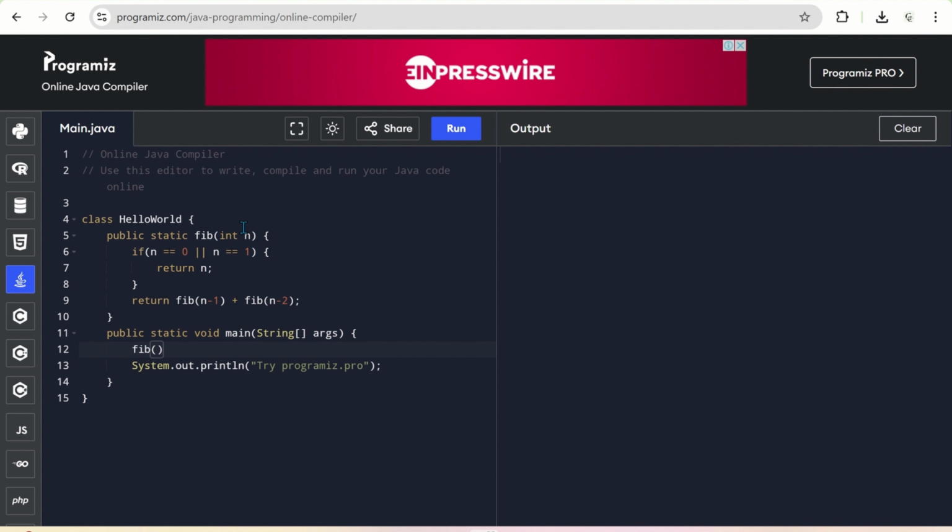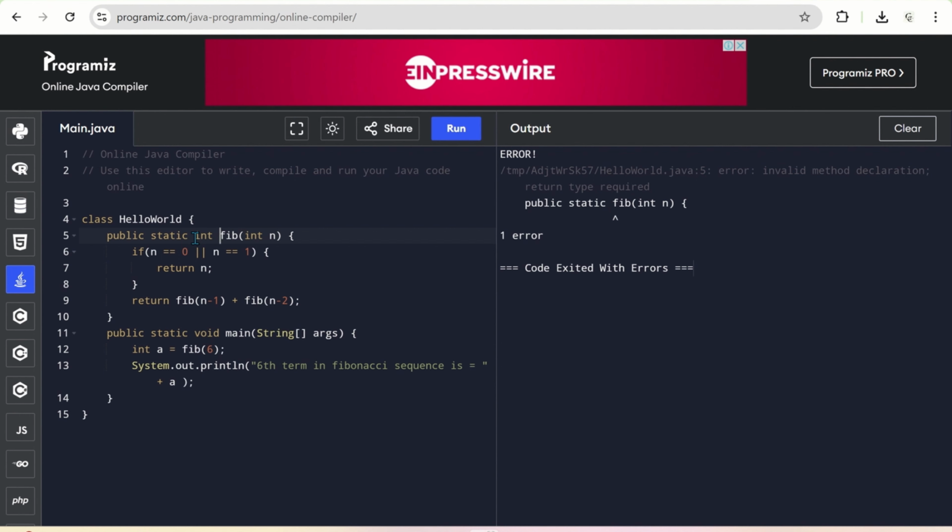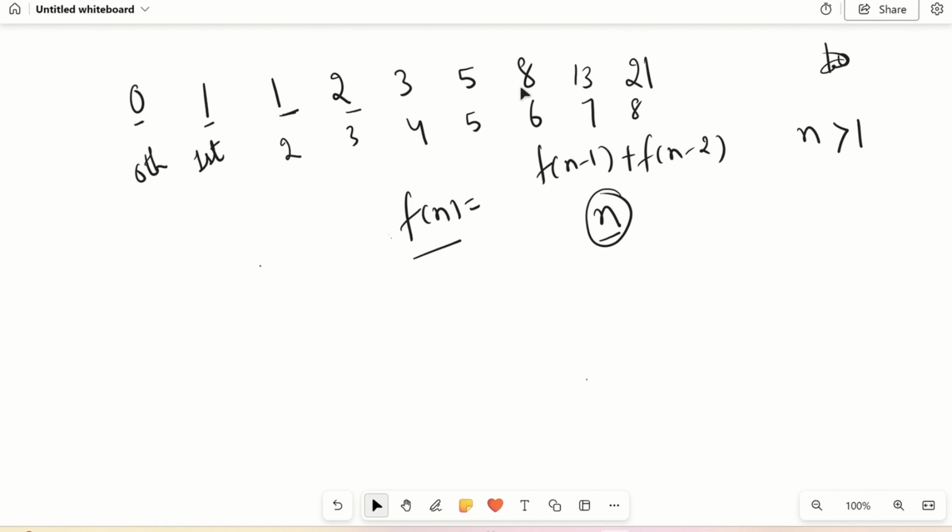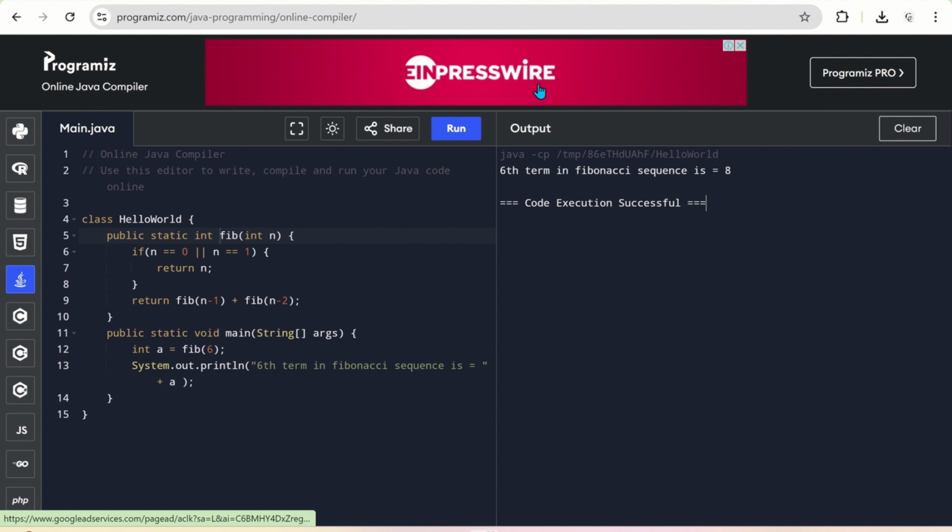Now let's try it out. Let's say I want to calculate the 6th term. I write int a, and then I will print this a: 6th term in Fibonacci sequence is equal to a. Let's run it. It comes out to be 8, and if you see here, the 6th term is actually 8. So this function is absolutely fine.